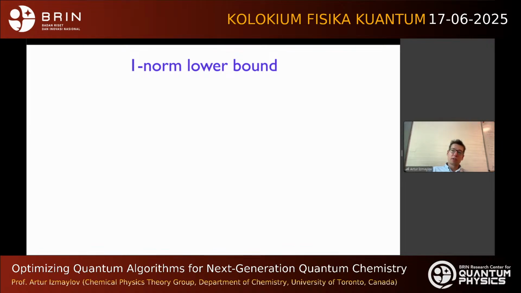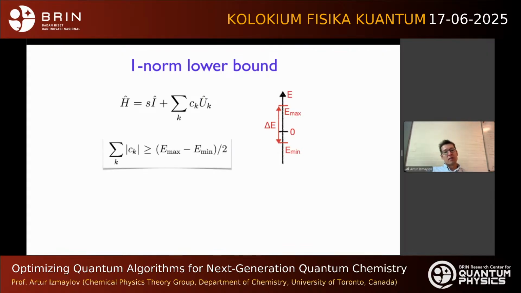Before we engage into the game of figuring out what unitaries to use, what's the absolute lowest one can get? It turns out that you could show that if you write the Hamiltonian as a trivial part, just a shift, identity times S, plus some non-trivial decomposition, the spectral range, the difference between the largest and lowest eigenvalues, will appear as a lower bound for the non-trivial part. And to show that is just a one-line proof using triangle inequality.